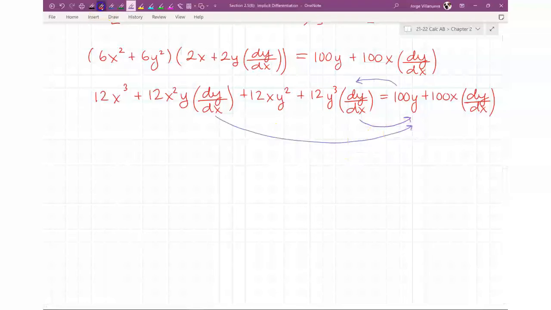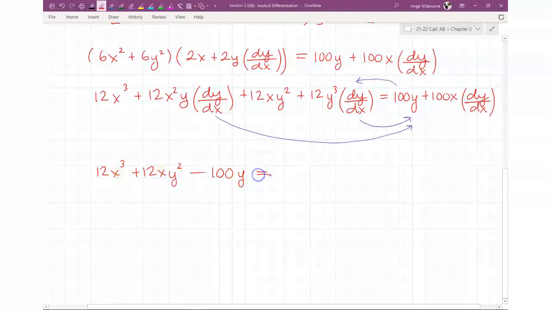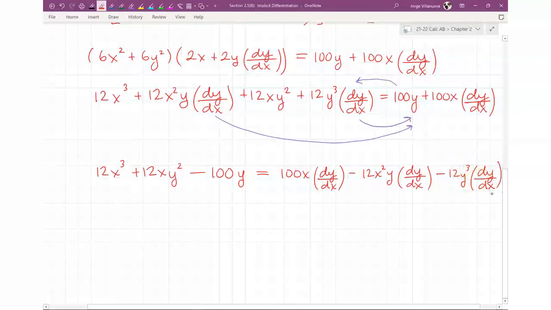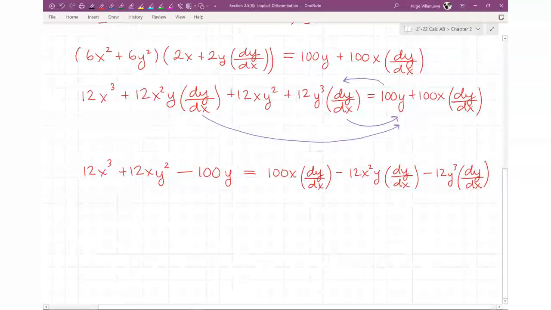So let me rewrite that. I have 12x cubed plus 12xy squared minus 100y equal to, now let's move all the dy/dx's, so that's going to be 100x dy/dx minus 12x squared y dy/dx minus 12y cubed dy/dx. So I moved all the dy/dx's to one side.